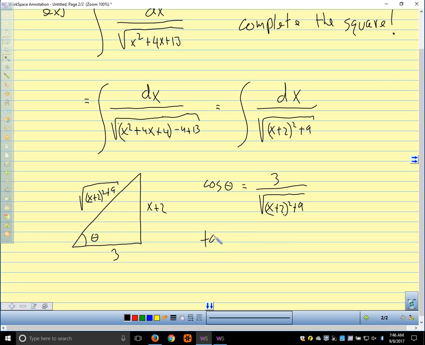And tangent theta is (x plus 2) over 3. So this gives us our relationship for x. x equals 3 tangent theta minus 2. So dx is 3 secant squared theta d theta.